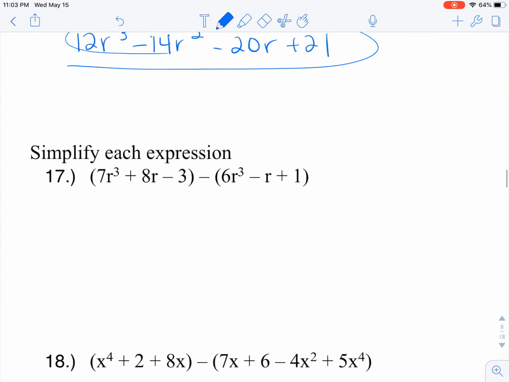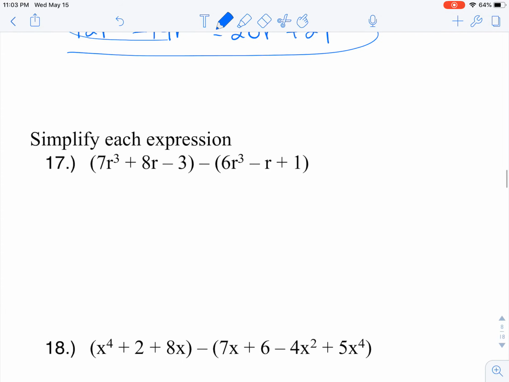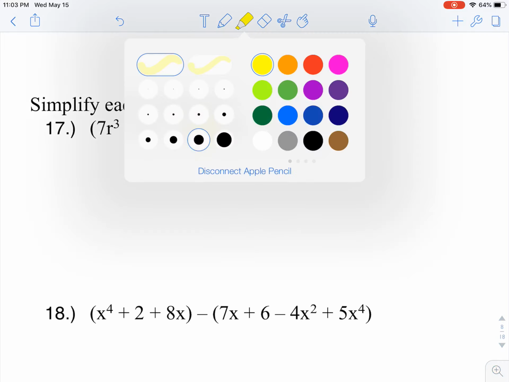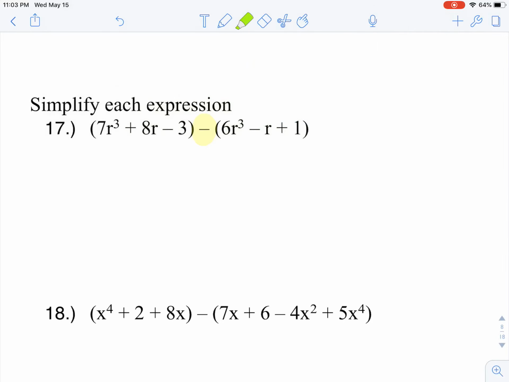All right, simplify the expressions. So on this, we're just combining like terms. One thing you've got to remember is whatever sign's in between here, that's what operation we're going to do. So if we start, we've got 7r cubed and 6r cubed. And we're subtracting, so 7 minus 6 is 1. So this would just be r cubed.